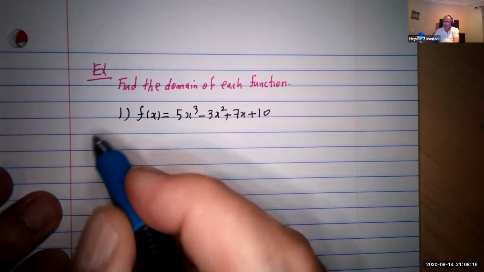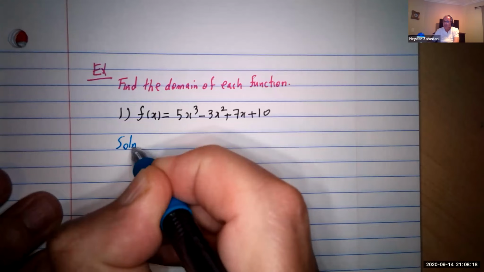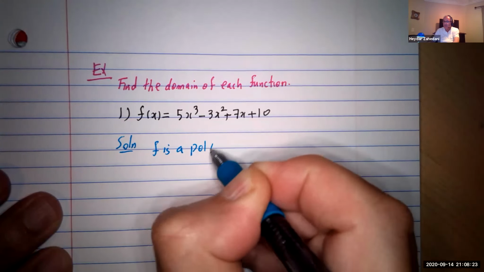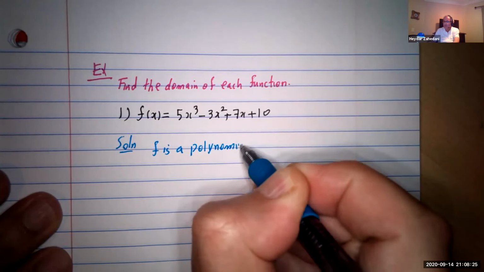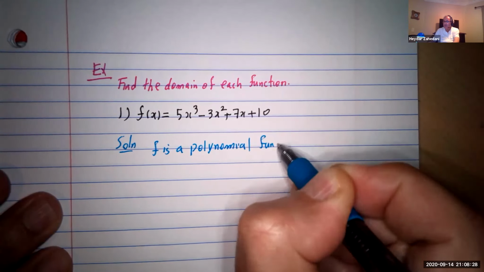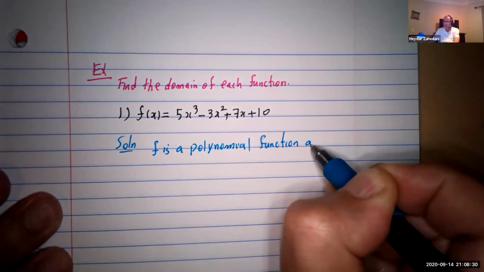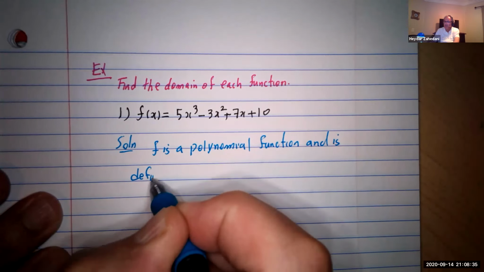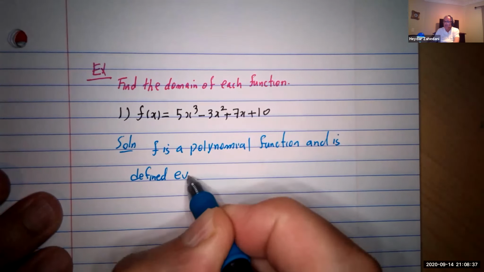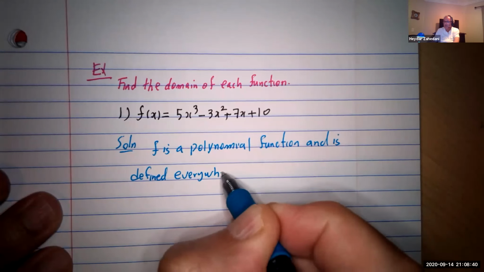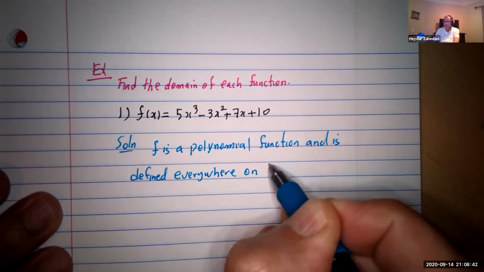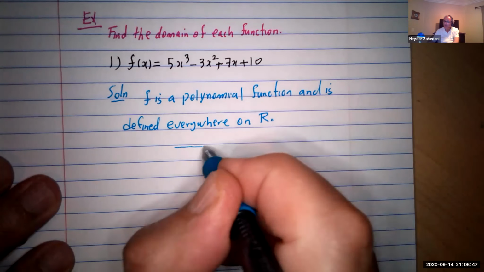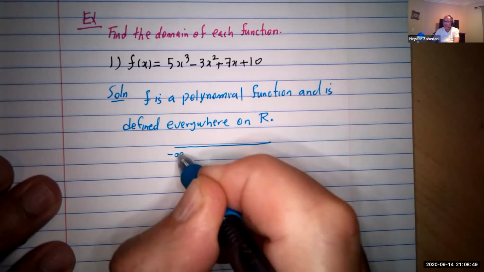So this is the way you are going to answer it. Say solution. You just mention that f is a polynomial function, if you like, and is defined everywhere on R, real numbers. Okay, so you see the number line? Everything here.